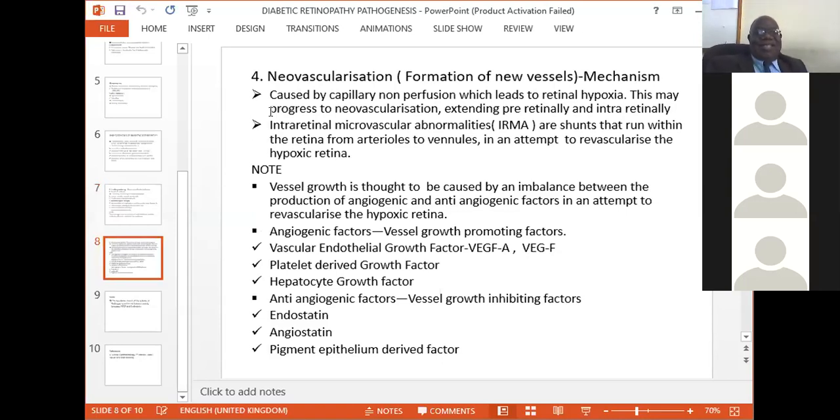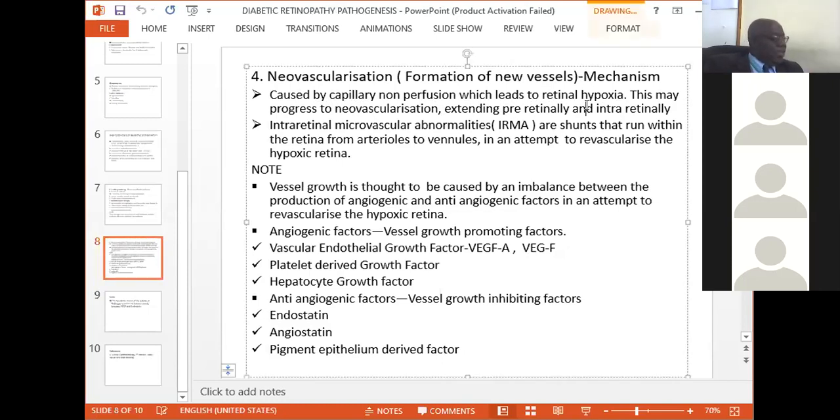Okay, neovascularization. This is the formation of new abnormal vessels. You know, new normal vessels are formed when you are growing up, but these are new abnormal vessels, caused by capillary non-perfusion, which leads to retinal hypoxia. This may progress to neovascularization, extending pre-retinally and intraretinally, going into the retina.